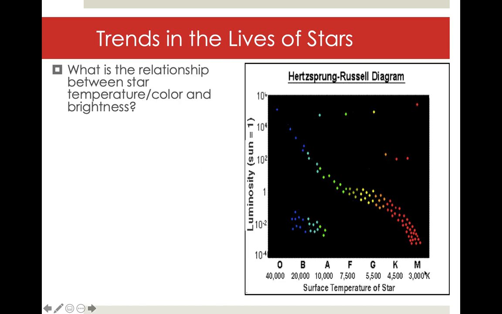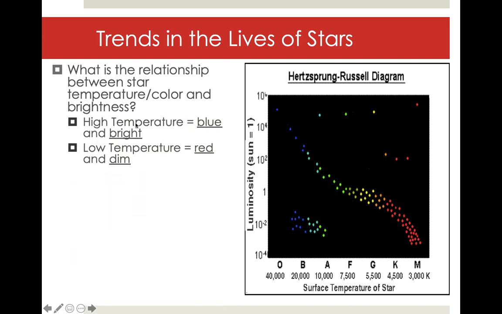Well, we see here that for the most part, as we get hotter and hotter, the stars get brighter and brighter. Not only that, as the stars get hotter, they get more blue. So generally speaking, high temperature stars, hot stars, are blue and bright, for the most part, except for white dwarfs. Now, low temperature stars, cool stars, tend to be red and dim, not very bright. The exception are giants, but that's just because they're really big.